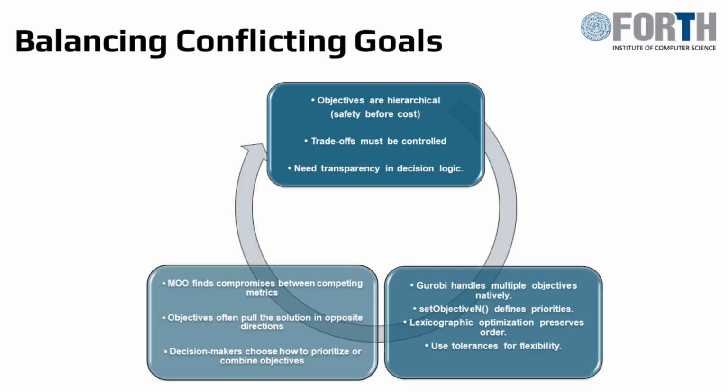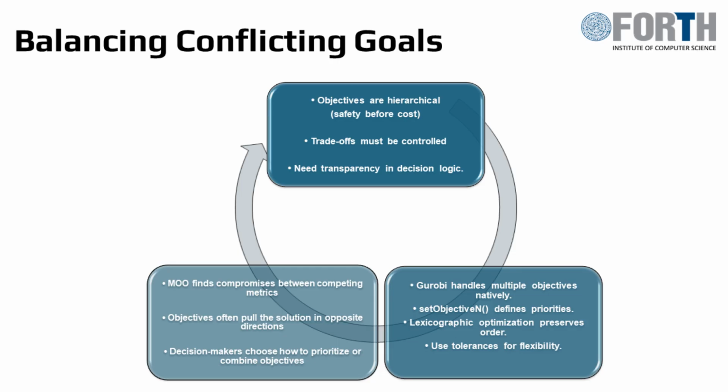At the same time, trade-offs must be controlled explicitly. If we allow improvement in a lower priority objective, we must define how much deterioration we are willing to accept in a higher priority one. Otherwise, the optimization process may produce solutions that are technically optimal but practically unacceptable.